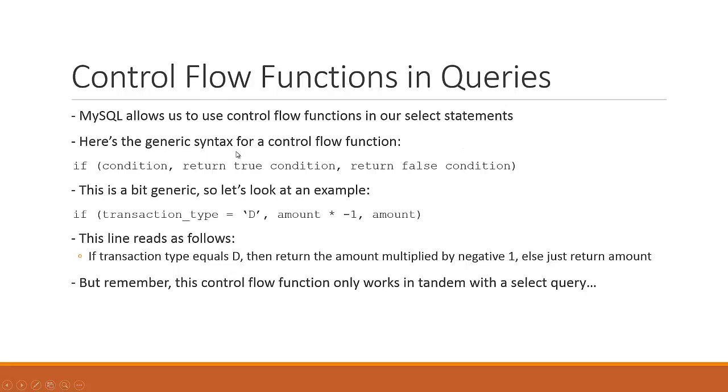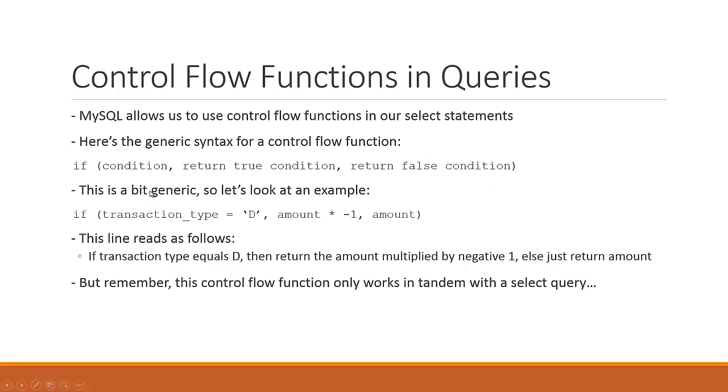Here's the generic syntax for a control flow function. That's quite a tongue twister to say. So we have an if statement. We say IF, condition. Here's the condition. If it is true, then we return this part of the statement, the control flow function. If this condition is false, then we return this other part of the control flow function. So if the condition is true, return this part; if false, return that part.